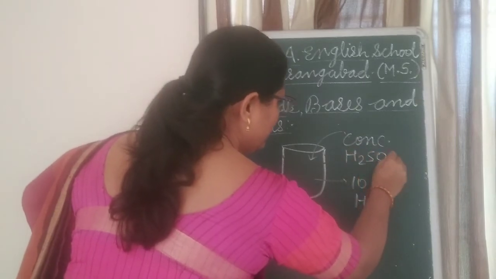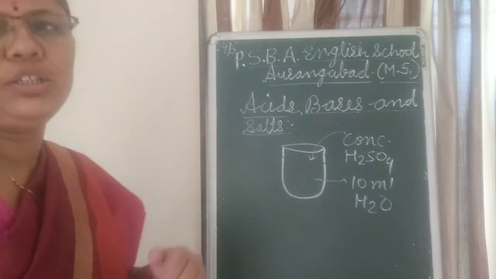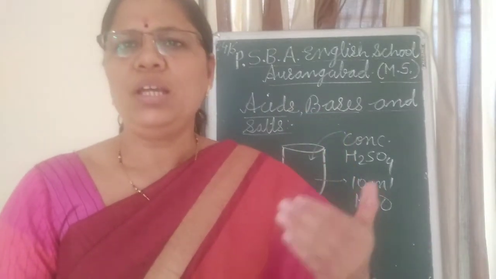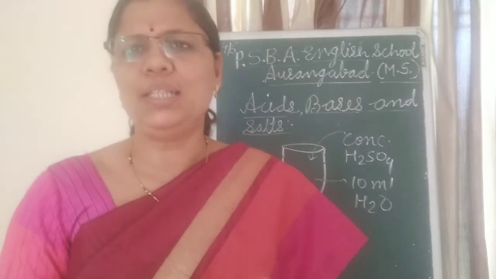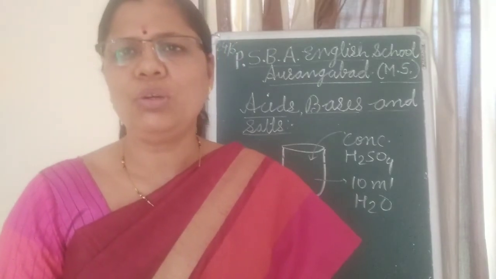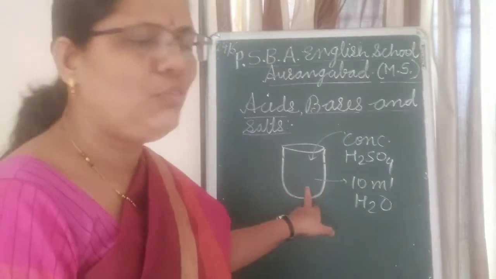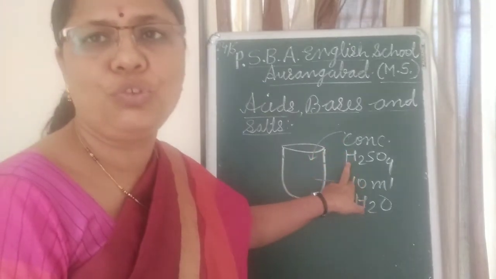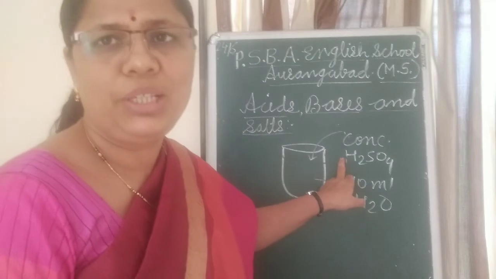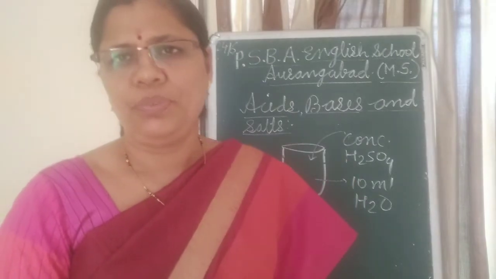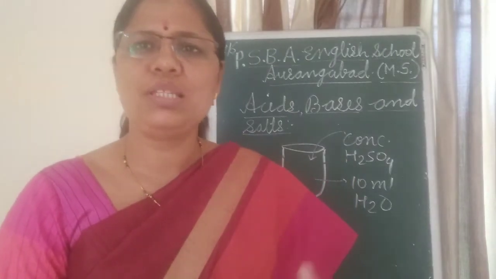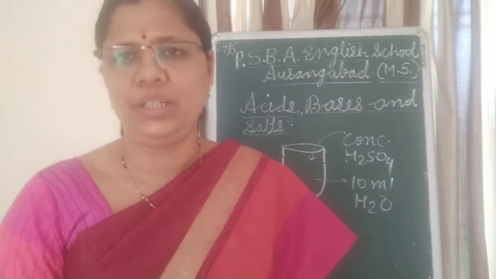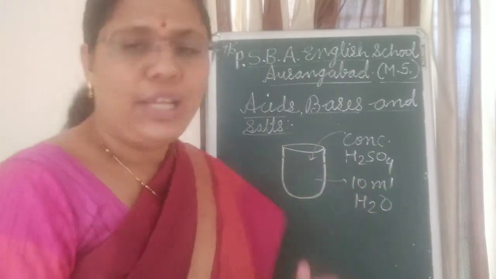First of all, I just want to tell you, addition of water to the acid, that is, if we are mixing or dissolving acid or base in the water, it is nothing but the dilution process. So we have taken here 10 ml of water and we are adding a few drops of concentrated H2SO4, because we want to make it dilute by dissolving it in the water. Because if we are dissolving acid or base in the water, it becomes diluted, it will not remain concentrated. So this is the dilution process.